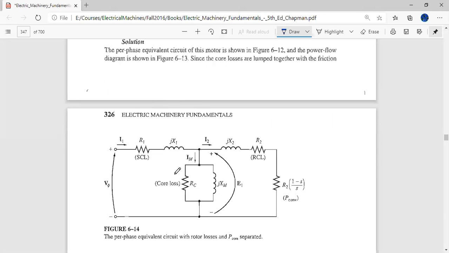I hope you can see this book, right? Can everybody see the screen? Can everybody see the screen?